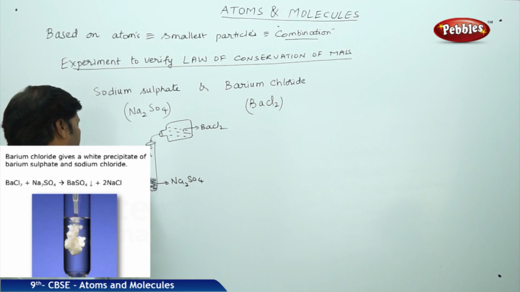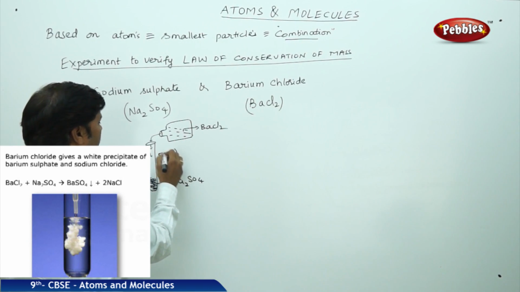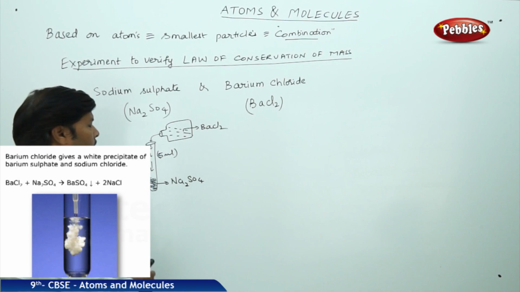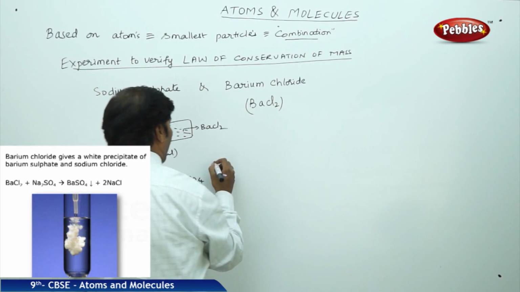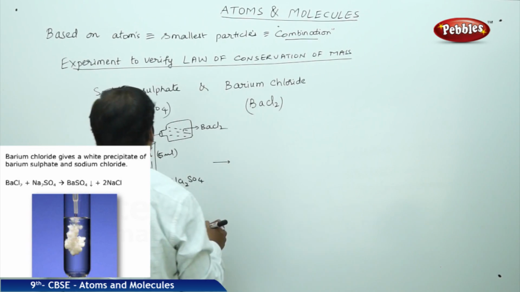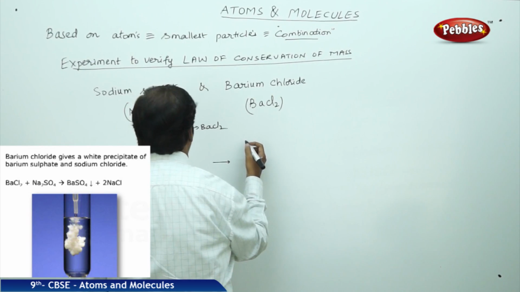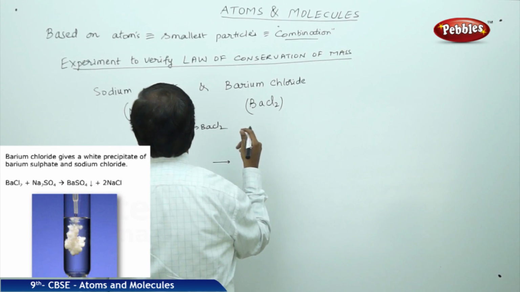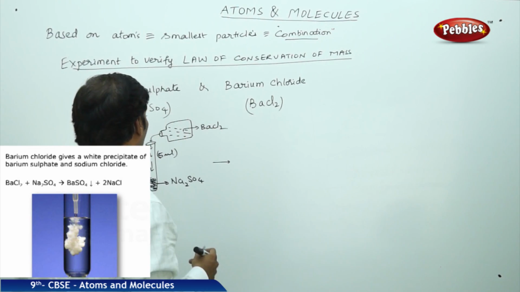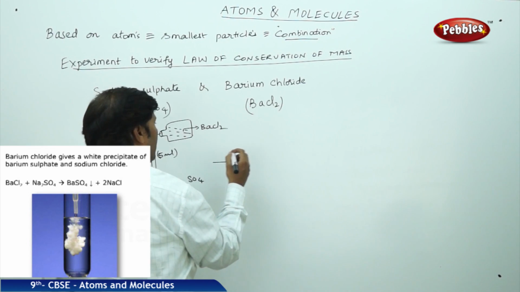So here if you are taking 5 grams of sodium sulfate, then here you are taking 5 ml of barium chloride. So immediately you find that the reaction takes place. What is the kind of reaction which is taking place? You find that a white precipitate is formed in the test tube, because sodium chloride is formed, and barium sulfate is formed, that is going to become the precipitate.